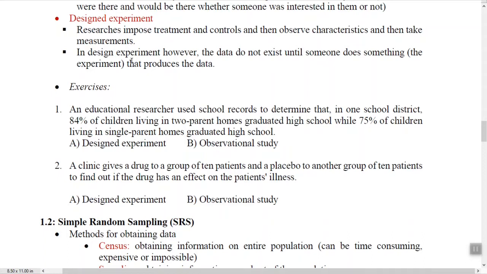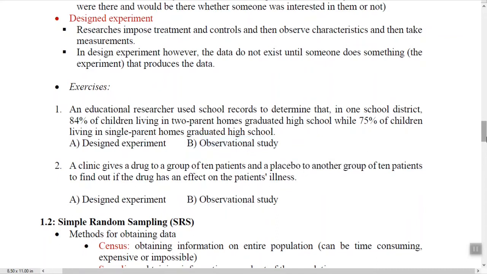So this belongs to which one? Design of experiment or observational study? See, the educational researcher used school records. He is using existing details, or existing information. So this directly goes under observational study. So the answer is observational study.